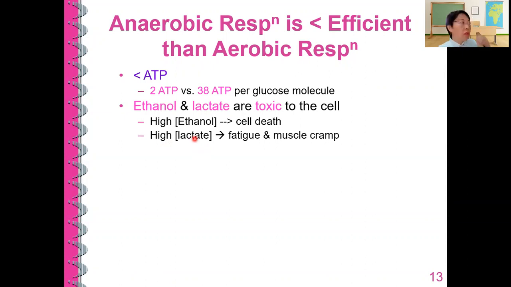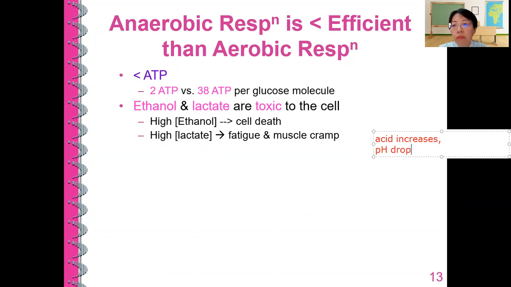Okay, what about lactate? High lactate concentration. Lactate is actually lactic acid. So when more and more lactic acid is produced by anaerobic respiration, the acid increases, which means the pH of the cell is going to drop. When the pH of cells drops, enzymes cannot function, because our optimum pH is not so acidic, but now because of a lot of acid, the enzyme cannot function.